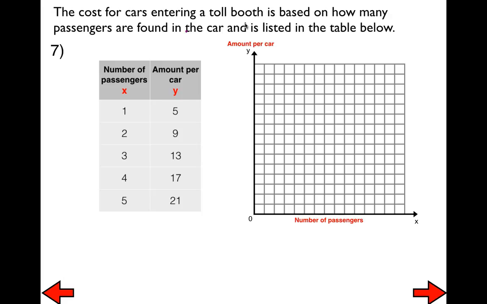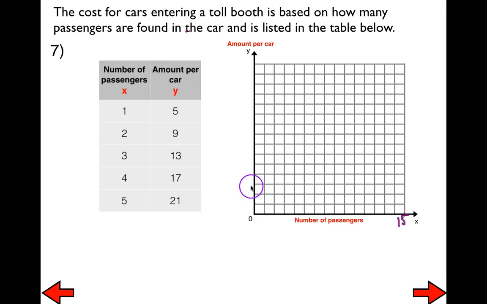Okay, so it says the cost of cars entering a toll booth is based on how many passengers are found in the car and is listed in the table below. So here they gave us the number of passengers and the amount per car. So I am going to go ahead and scale my x by 1s because it will definitely fit. Here the numbers are slightly bigger, so I'm going to go ahead and scale it by 2.